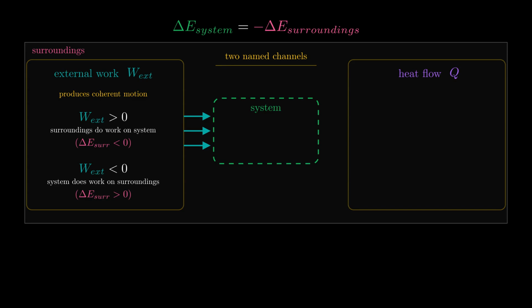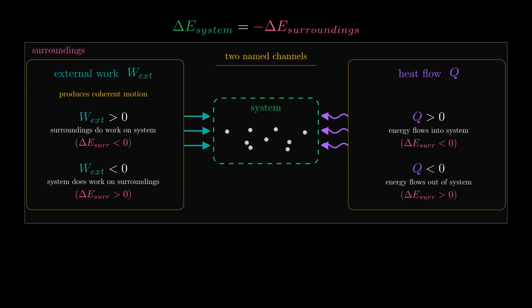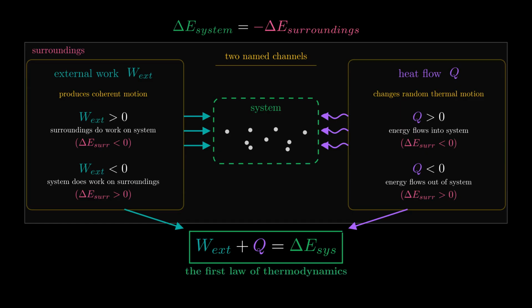The second channel opens when the system sits in thermal contact with the surroundings, so thermal energy can flow across the boundary. Call the flow Q with the same orientation. Q is positive when energy flows into the system, negative when energy flows out. What this channel changes is not coherent motion, but the random thermal motion of the molecules inside, raising it or lowering it. Add the two channels and the balance reads external work plus Q equals the change in the system's energy. That equation is the first law of thermodynamics.